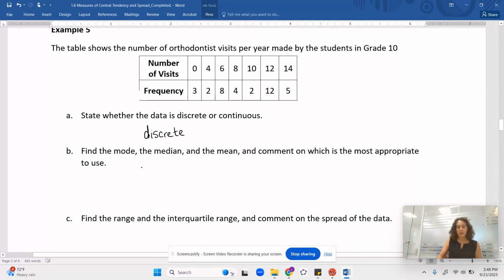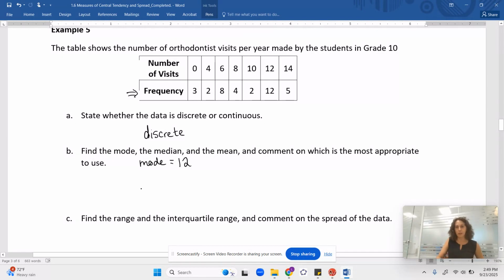To find the mean, the mode, the calculator won't give us the mode. It's the value that occurs most often, most frequent. So you want to look to the highest frequency, which is 12. That's the highest frequency. And how many times did that happen? The most frequency was 12, and that was for 12 visits. So the mode is going to be 12 because of this 12 up here, not the 12 down below.